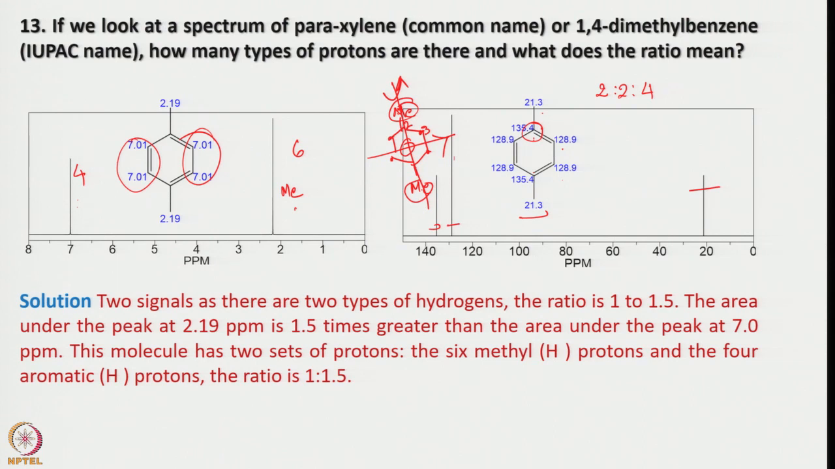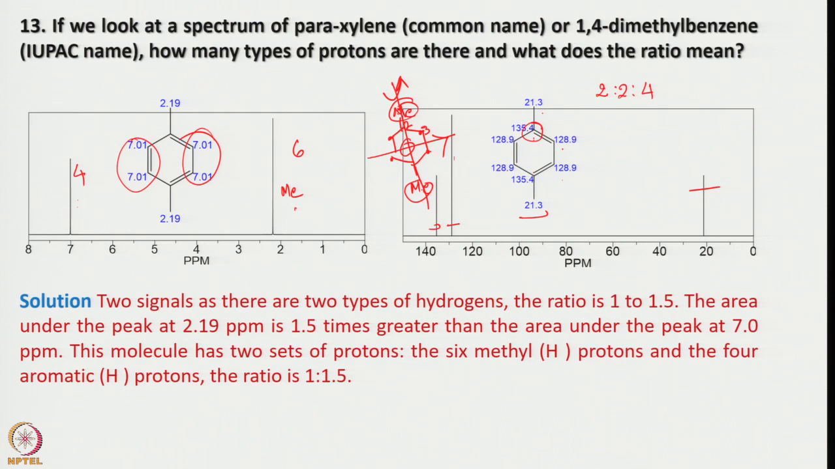1:1.5. So basically if we have to write in words, this is how we have to write, instead of using telegraphic shorthand, it should be clearly spelled out. The area under the peak at 2.19 is 1.5 times greater than the area under the peak at 7.0 or 7.01 ppm. This molecule has two sets of protons, 6 methyl protons and 4 aromatic protons. The ratio is 1:1.5. So that completes the solution.